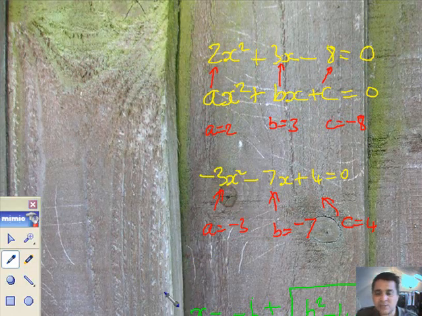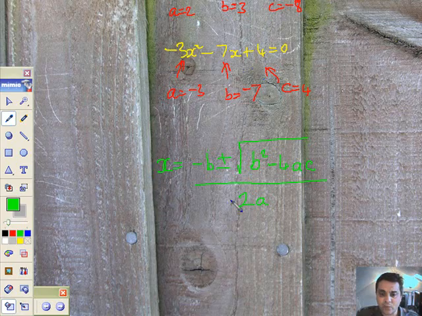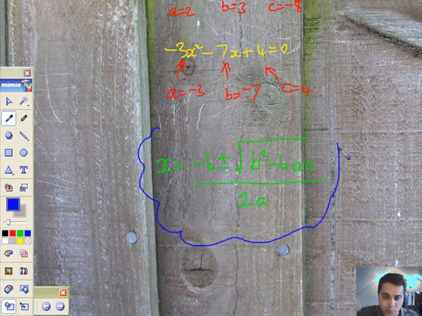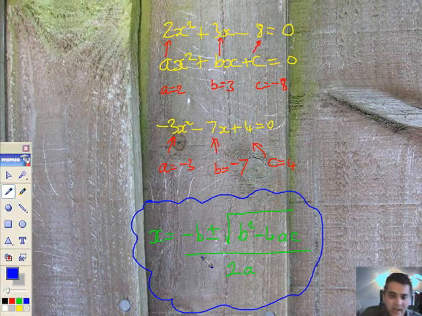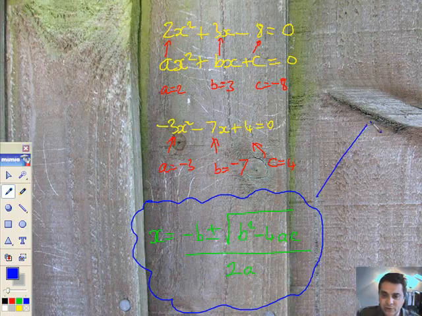Alright, so in order to solve a quadratic equation that can be solved, you substitute the three values, in this case 2, 3 and minus 8, or minus 3, minus 7 and 4, into this quadratic formula, and you just work it through. It's complicated, but you've got a calculator, and the reason you get two answers is because of this plus or minus affair. So there are two routes.